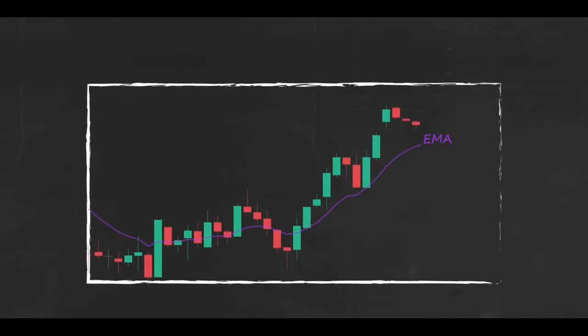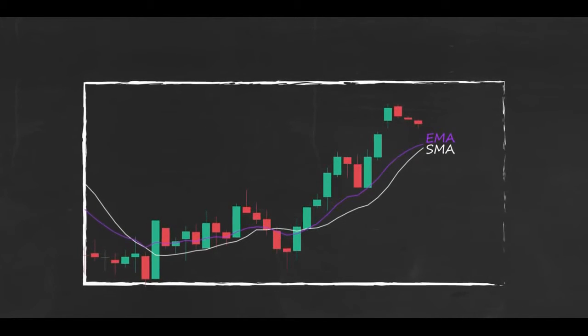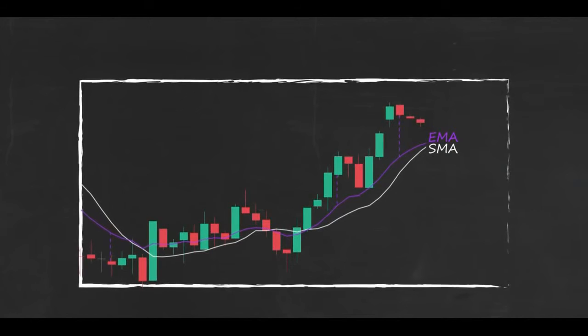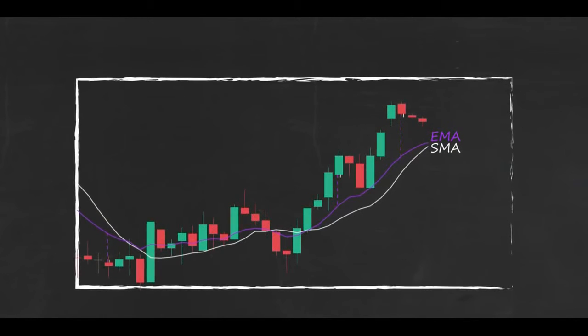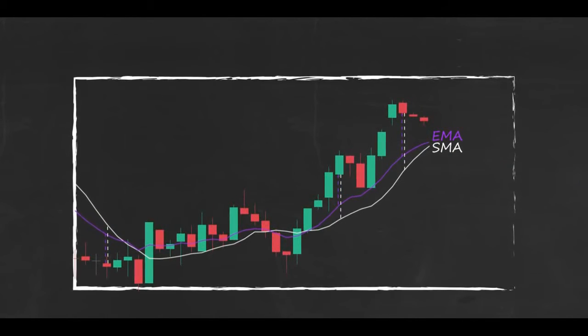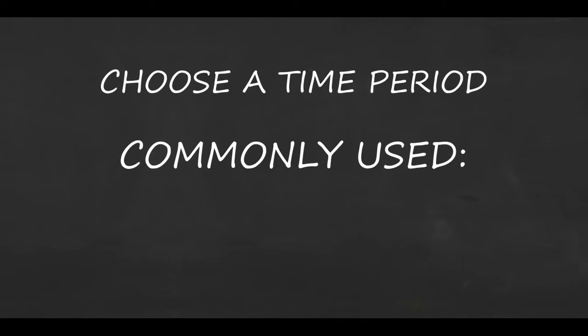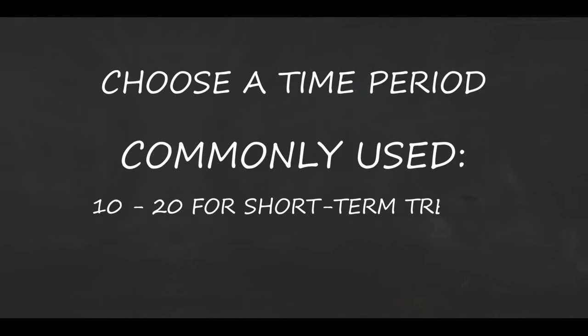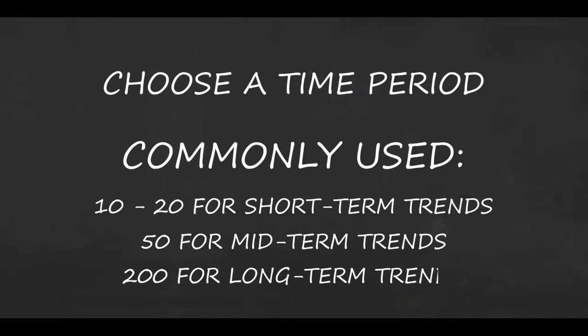To illustrate what we mean, if you were to plot an exponential moving average and a simple moving average on a chart, you will see that the exponential moving average is closer to the current price than the simple moving average. Apart from the type of moving average, you also have to decide on the time period. This will largely depend on the type of trend you are analyzing. Here are some guidelines for commonly used time periods: 10 to 20 for short-term trends, 50 for mid-term, and 200 for long-term trends are typically used.